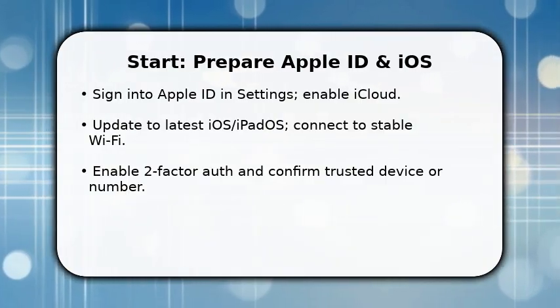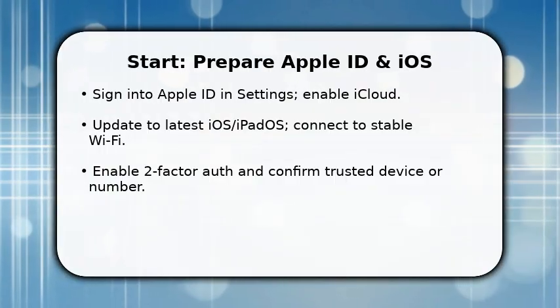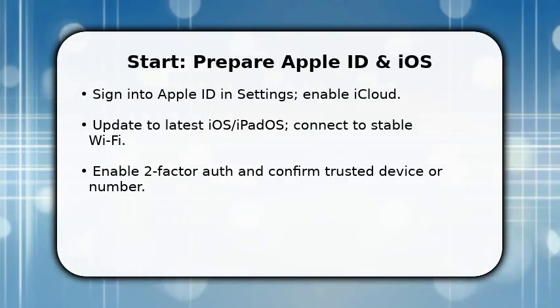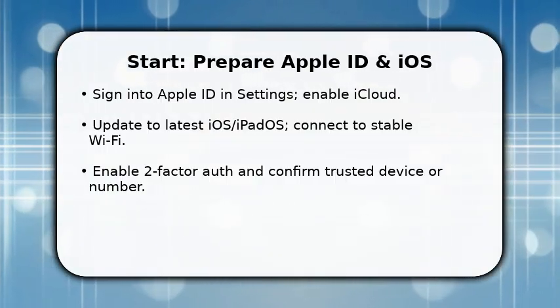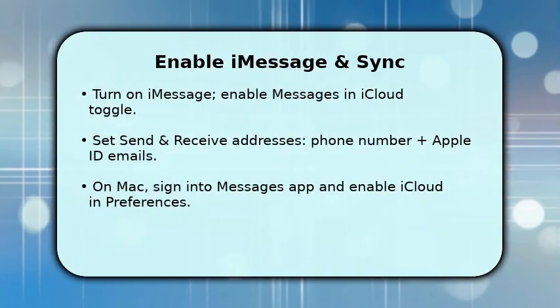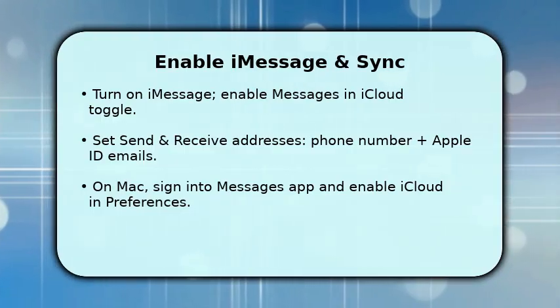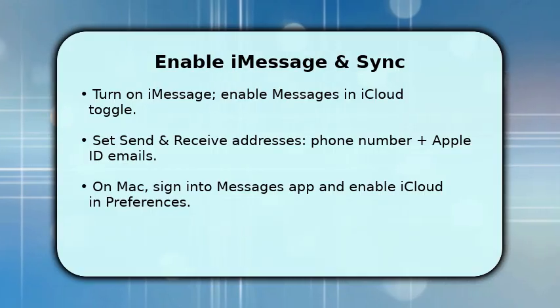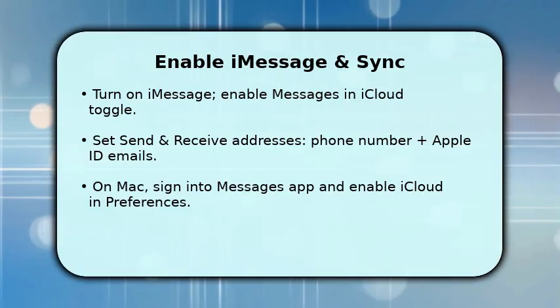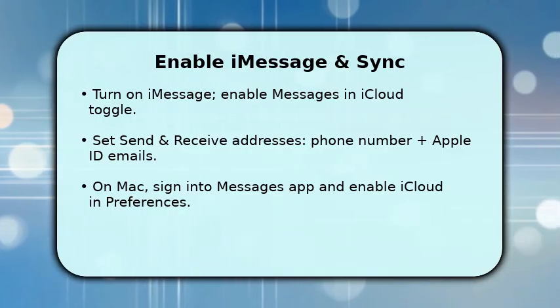Now open Settings, right arrow Messages to begin. This is where you turn on iMessage and prepare messages in iCloud, because without those toggles, the sync won't begin. Next, turn on iMessage in Settings, right arrow Messages, and enable messages in iCloud so conversations upload. Make sure your send and receive list includes the phone number and Apple ID emails you want. This ensures messages route to all devices.